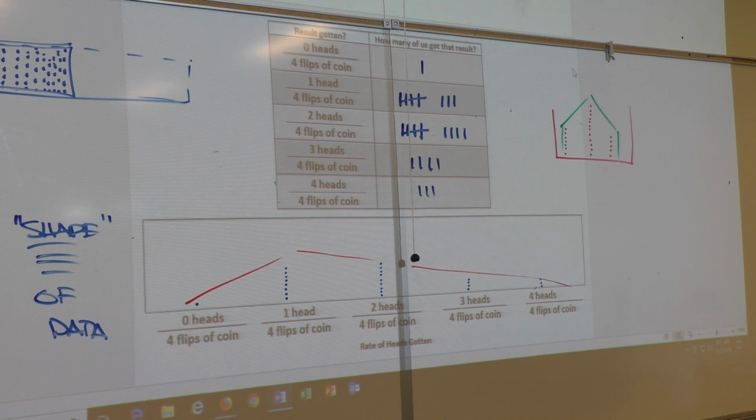Shape of data. Okay. Ready for this? Number 8. One more flip. One more flip of your coin. Did you already do it? Yeah. Okay, if you already did it, that's fine.